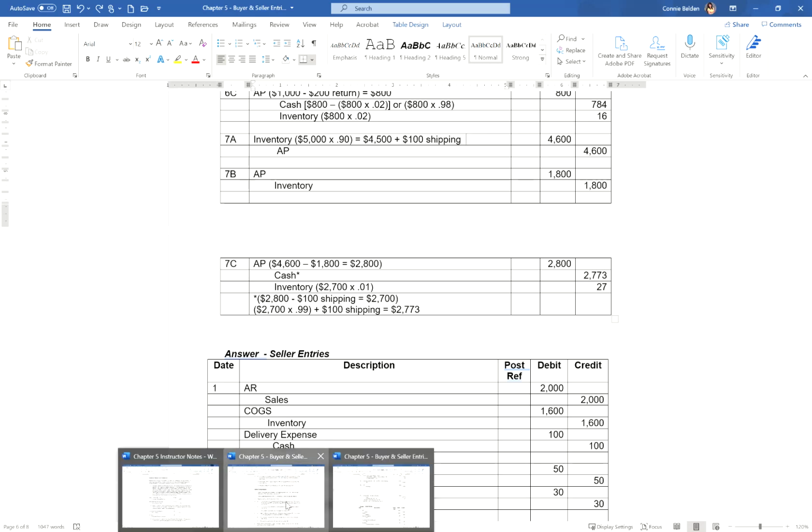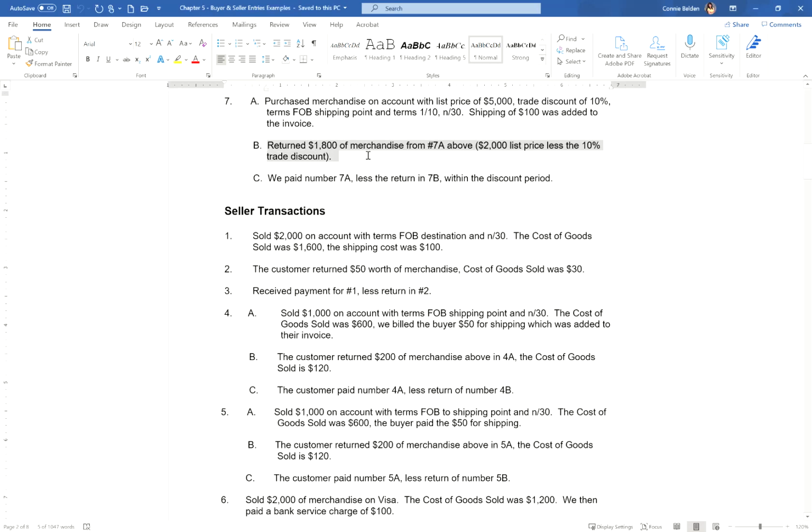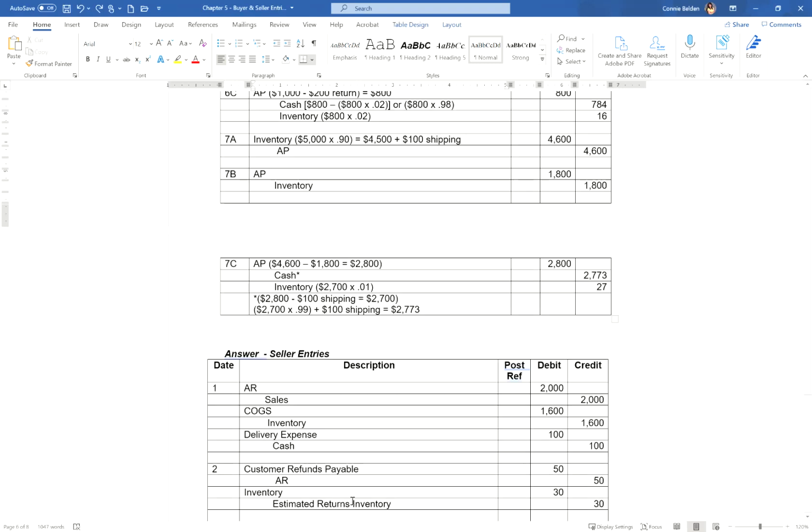Okay, next we are going to have a return. We are going to return $1,800 of our merchandise, and $1,800 is the amount we will record it at. We actually, at list price, returned $2,000. But remember, we took a 10% trade discount. So 90% of 2,000 is 1,800. So we do record it at 1,800, not 2,000. Otherwise the return would be handled very similar to what we did in 5B and 6B. I'll debit or reduce accounts payable and credit or reduce inventory for 1,800.